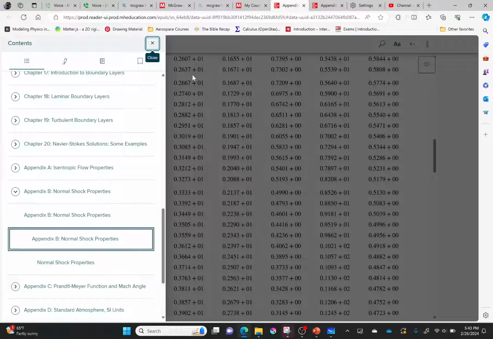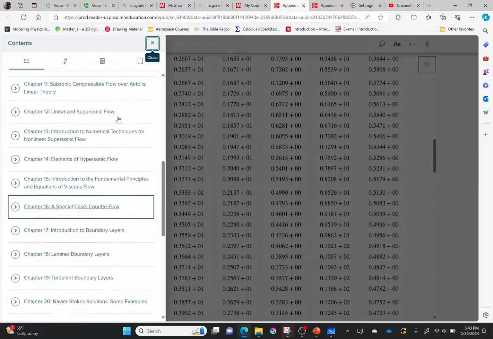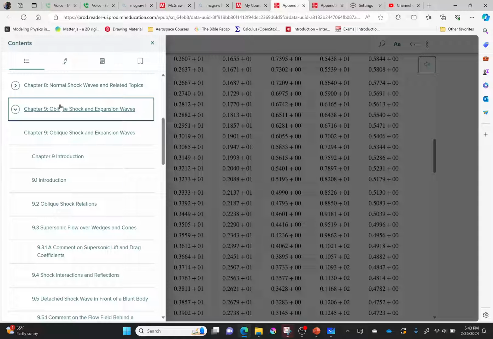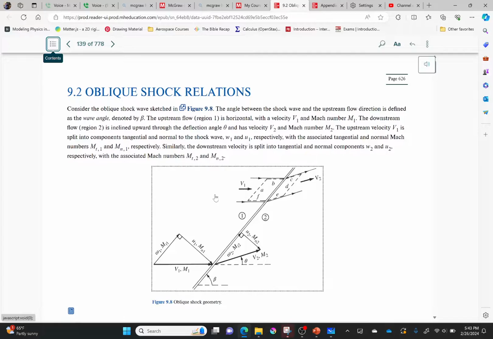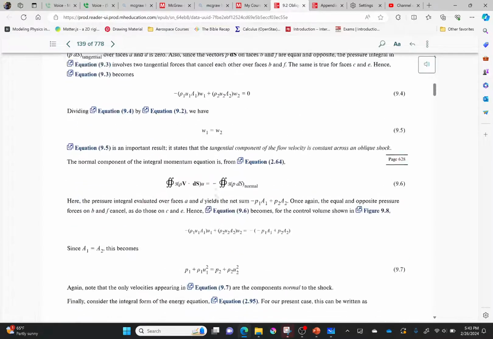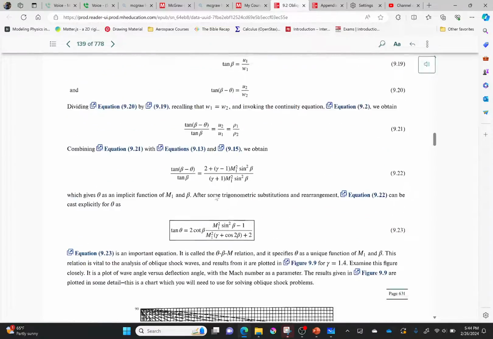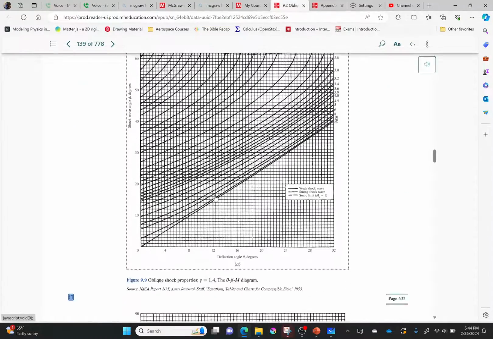Here we are in the sidebar once again. As a note, for most of the problems, this is usually given to you, so you don't have to jump back to the tables. But I want to show it to you in your textbook so you know where it comes from. You have to go to Chapter 9, Oblique Shocks and Expansion Fans. I believe it's in the oblique shock relation section that you'll find what we're looking for. So I'm going to scroll down and look for a diagram. I wish it was a table, but it's a diagram. And here it is.